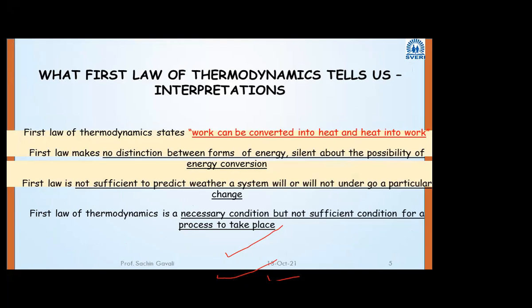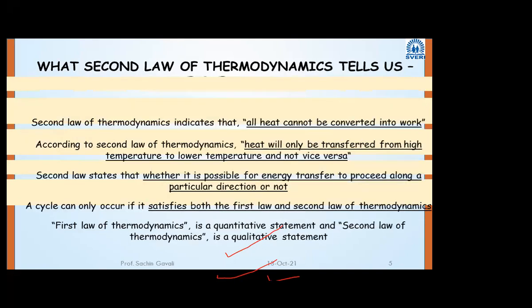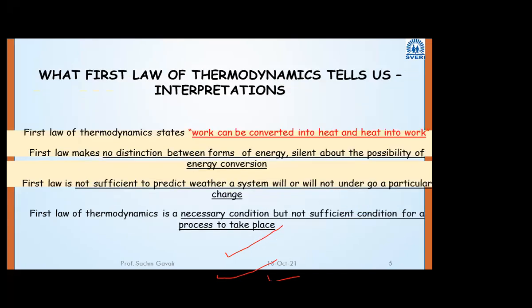Only that it is explaining. The first law makes no distinction between forms of energy, and is silent about the possibility of energy conversion between heat and work, which I have already discussed. The first law is not sufficient to predict whether a system will or will not undergo a particular change. The first law of thermodynamics is a necessary condition, but not a sufficient condition, for a process to take place. Another thing is that all natural processes happen in only one direction, so the reverse of them is not possible, and the first law is not explaining that.